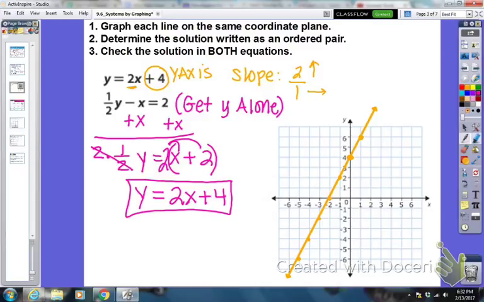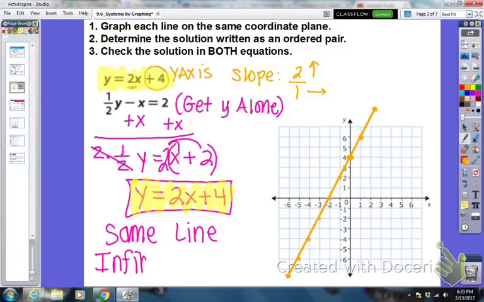And if you notice, from the beginning, we have y equals 2x plus 4 for my second line, and the first one was y equals 2x plus 4. So these are the exact same line. It's going to be one on top of the other. So when you have the same exact line, same slope, same y-intercept, that means every point they're going to have in common, so your solutions are infinitely many.